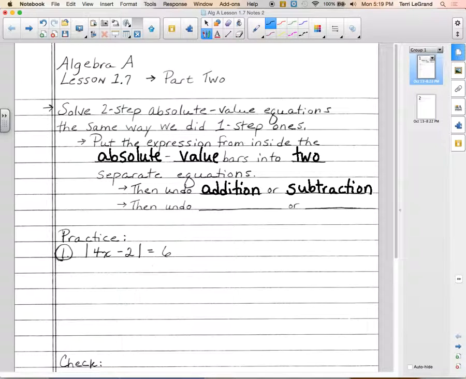Then undo the multiplication or the division next. And at that point, now your variable should be alone.